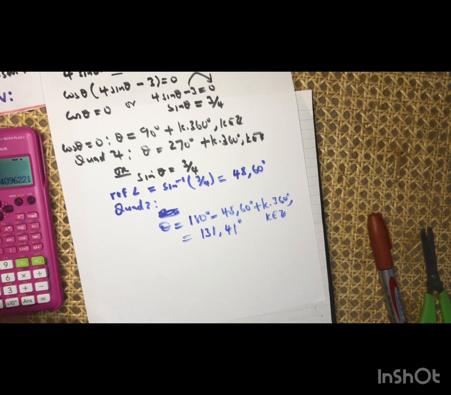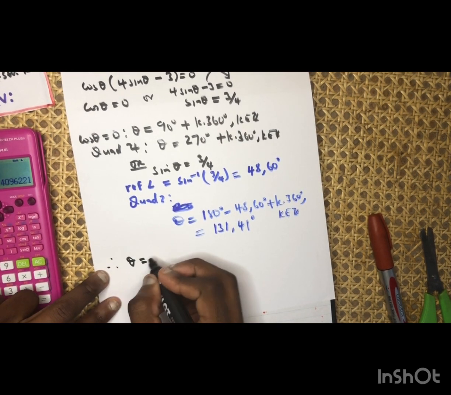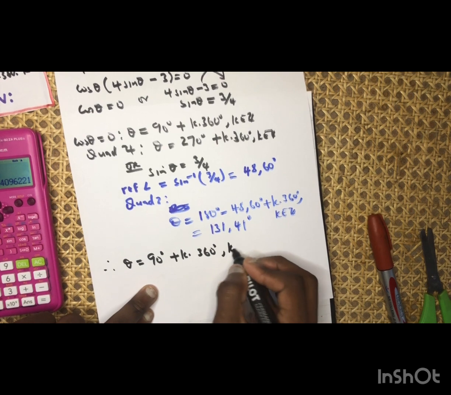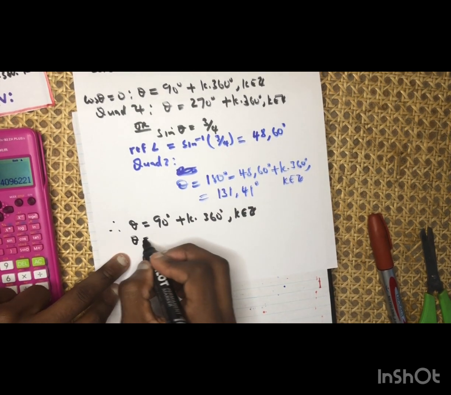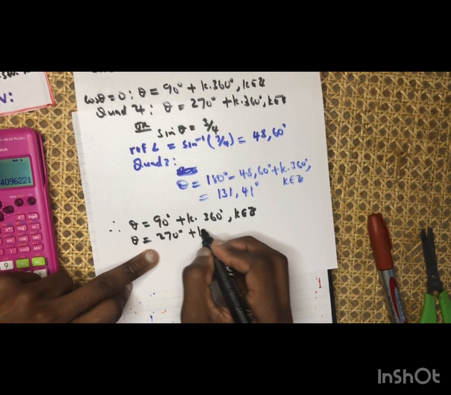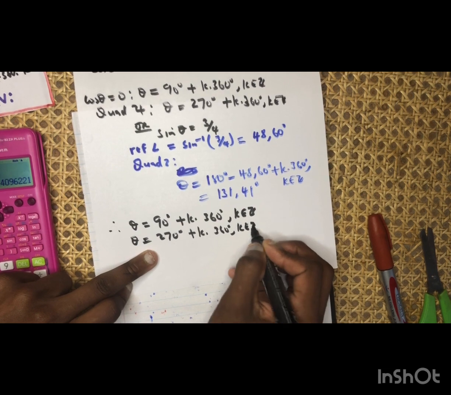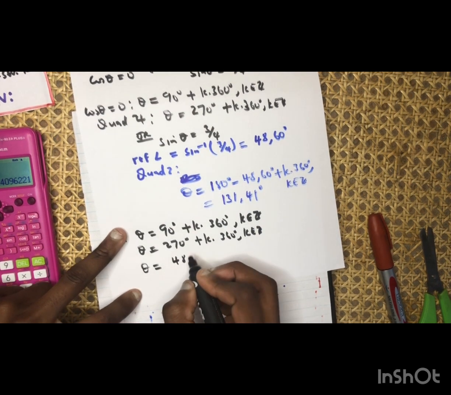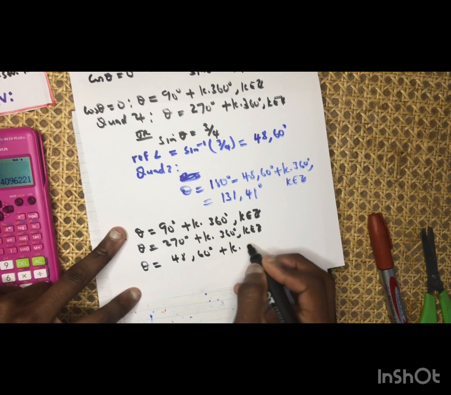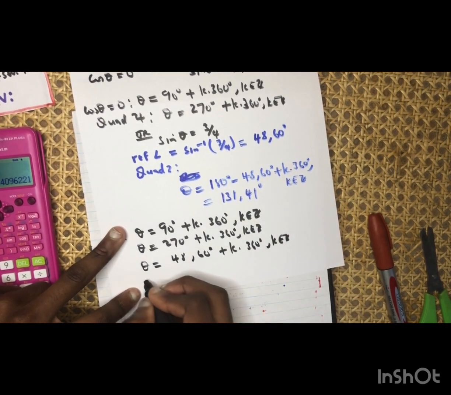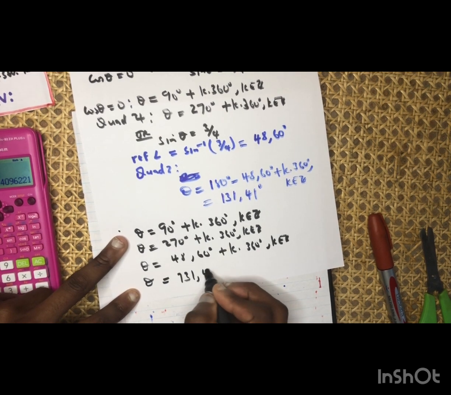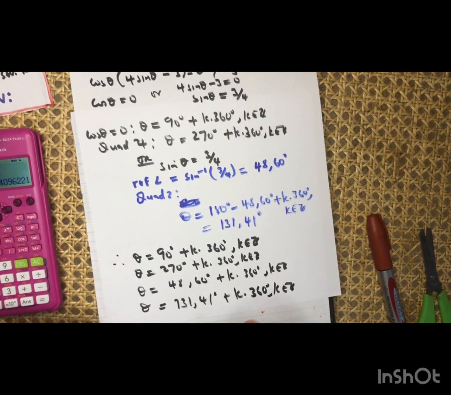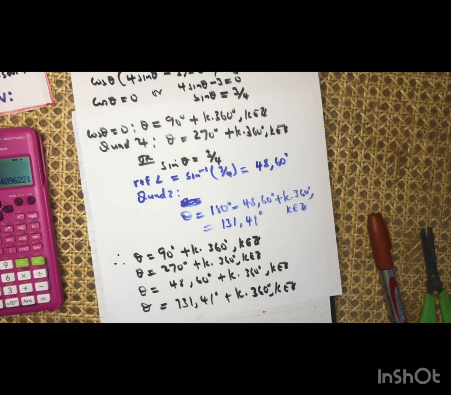So you can present them like this: therefore we have theta equal to 90 degrees plus k times 360 degrees, where k is an element of integers, and theta equal to 270 plus k times 360 degrees, where k is an element of integers, and theta equal to 48.60 plus k times 360 degrees, where k is an element of integers, and theta equal to 131.41 plus k times 360 degrees, where k is an element of integers. So are we together? Hope we are together, guys.